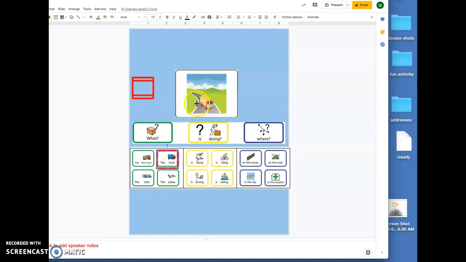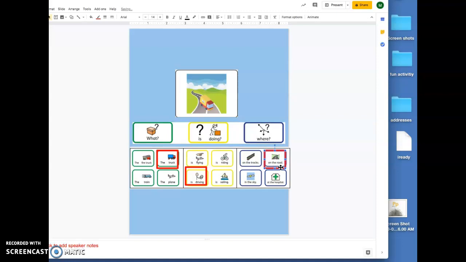So we see that it's on a road. So when you're on a road, that means you are driving. So it's driving. Last, we're going to talk about where. Where is the truck driving? Is it driving on the tracks, in the sky, at the hospital, or on a road? Good. If you said on the road, you're correct.